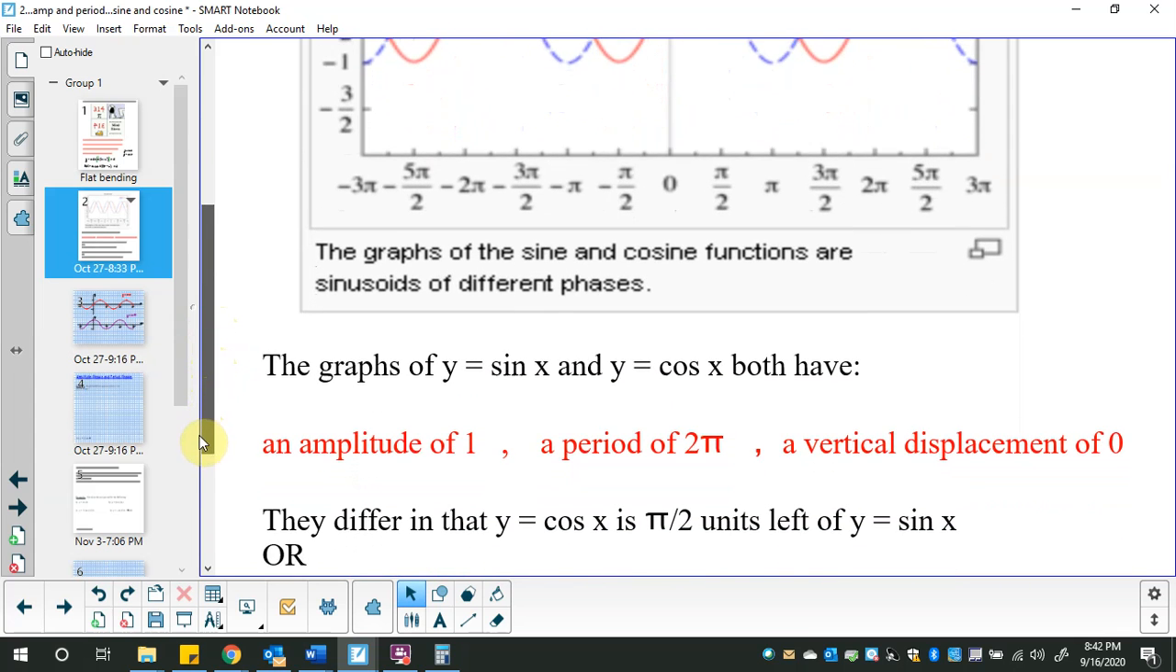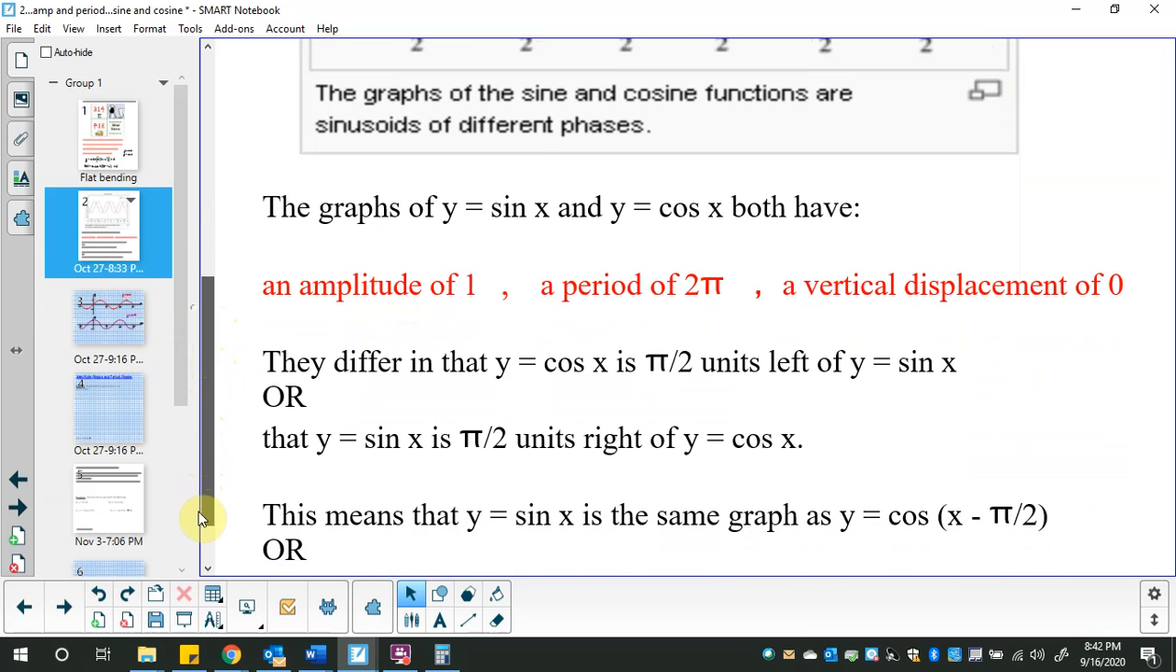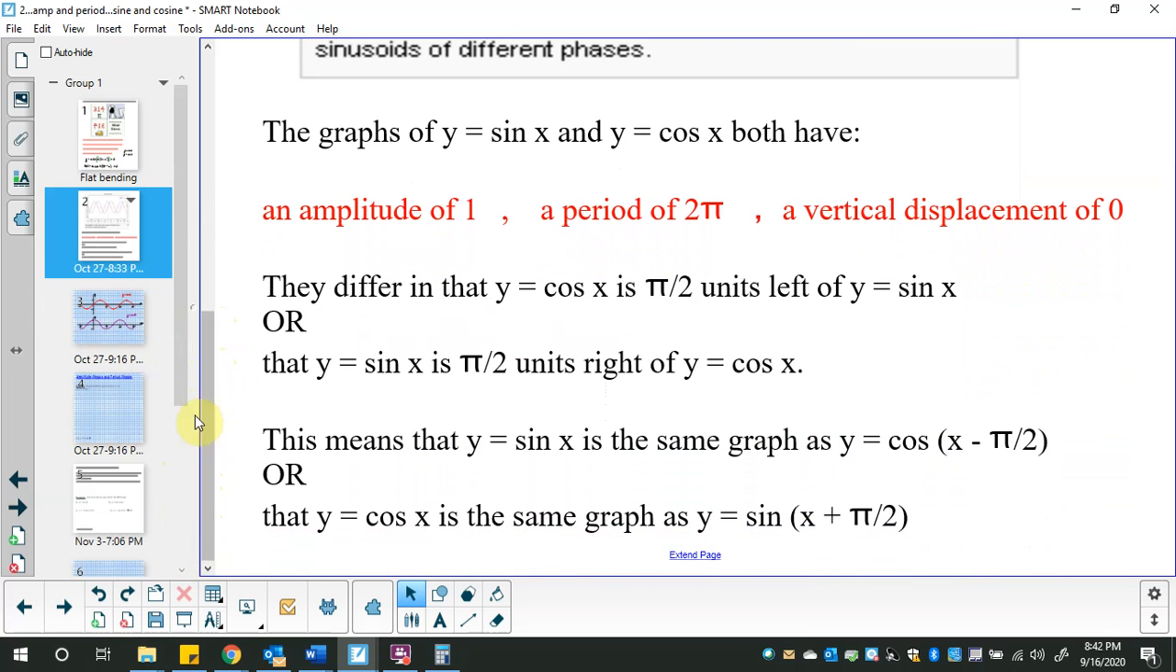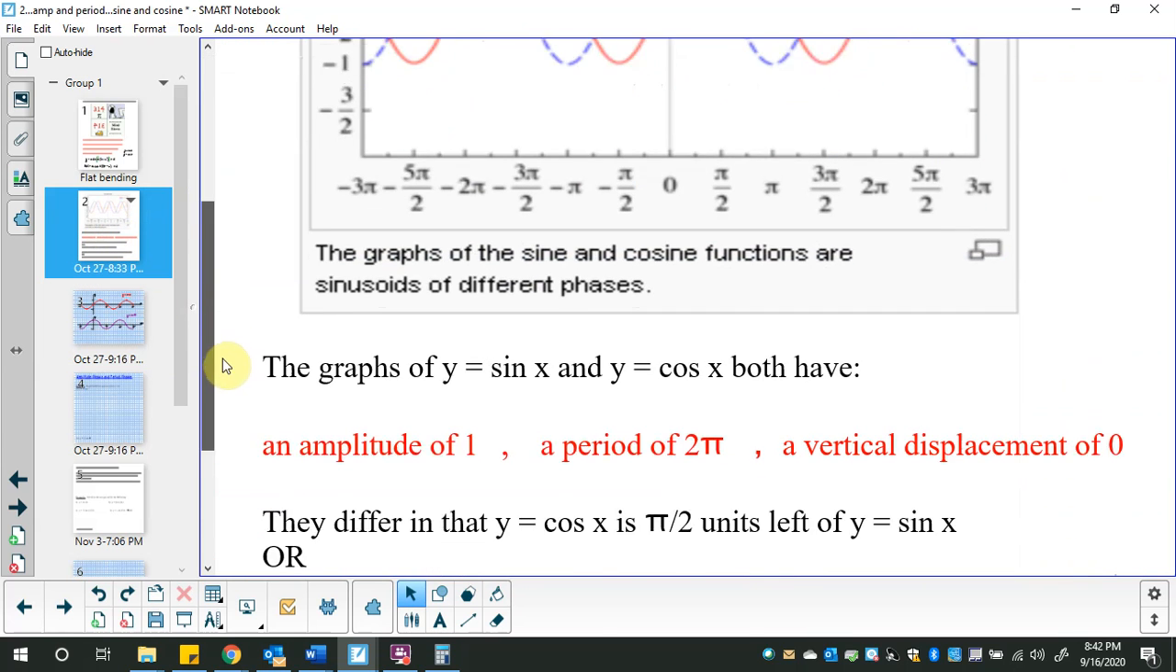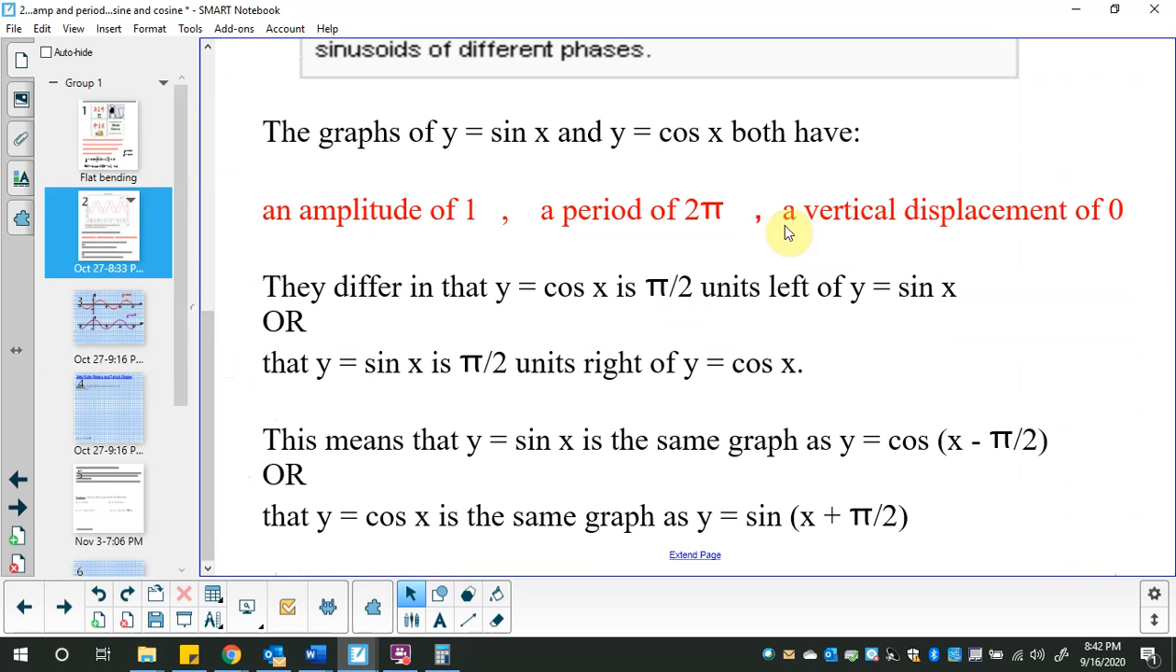So here are some facts about both sine x and cos x. Y equals sine x and y equals cos x, so no numbers inserted, so you've still got an amplitude of 1 for both of them. You've got a period of 2 pi for both of them because you haven't inserted any numbers. And because they're completely centered around the x or theta axis, you also have no vertical displacement. So you say that there's a vertical displacement of 0.